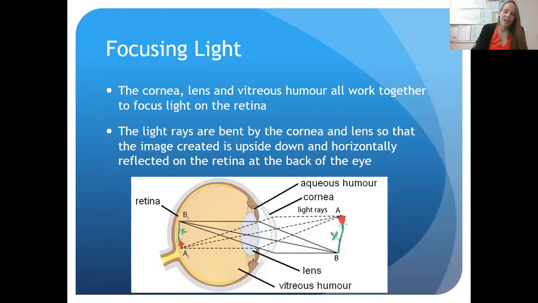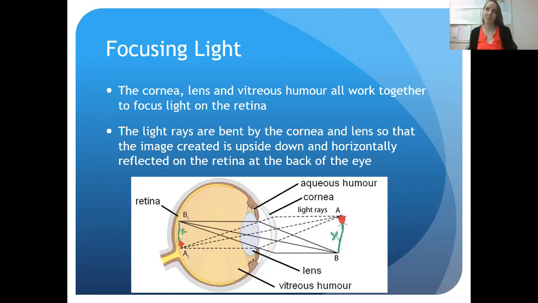Okay, so the cornea, the lens, and the vitreous humor all help to focus light on the retina. The light rays are going to be bent first by the cornea into the pupil and then by the lens onto the fovea centralis. And what this means is that the image that is projected onto the back of your eye is actually upside down.